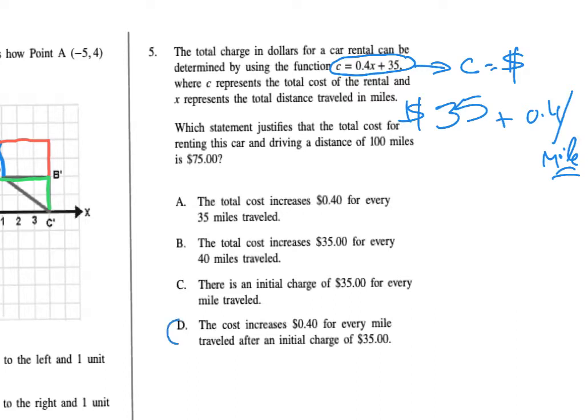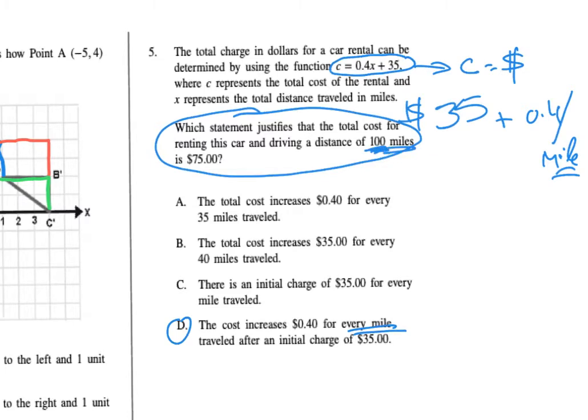It's going to be D because the total cost increases by 40 cents for every mile, for every x, plus the initial charge, which is going to be $35. So $35 is going to be the starting charge, the initial charge, right? Even if you drive 0 miles, it's going to cost you $35, plus every single mile will cost you 40 cents, right? Now, to make sure, we can use this statement right here to justify.